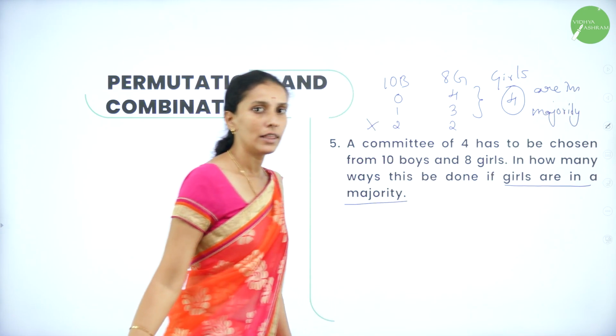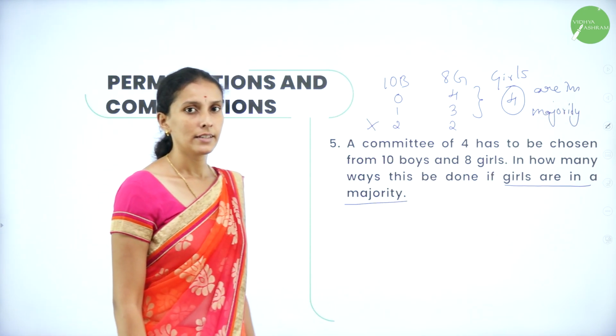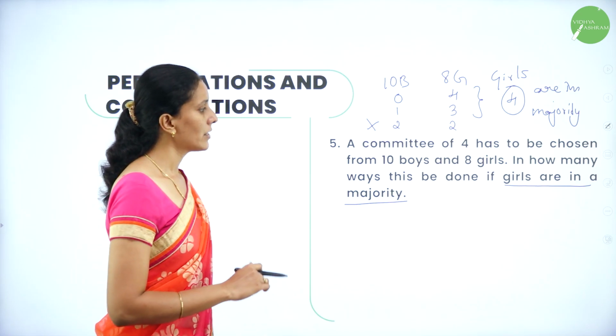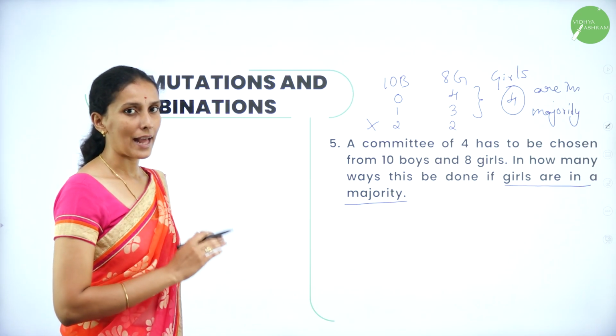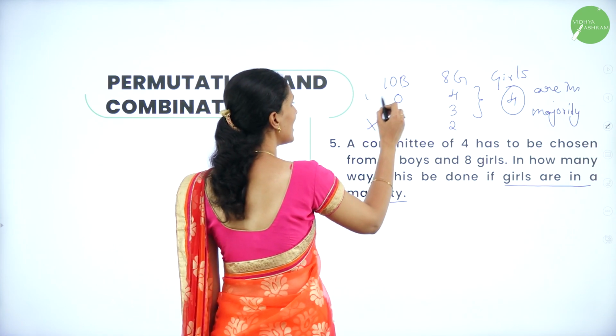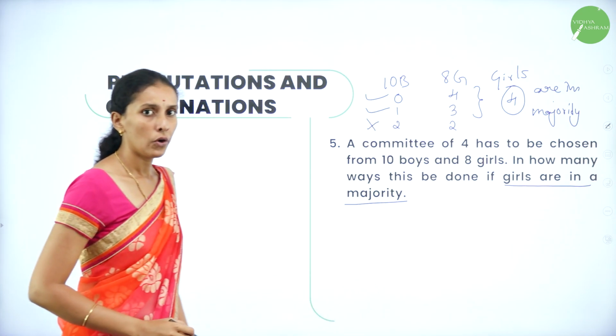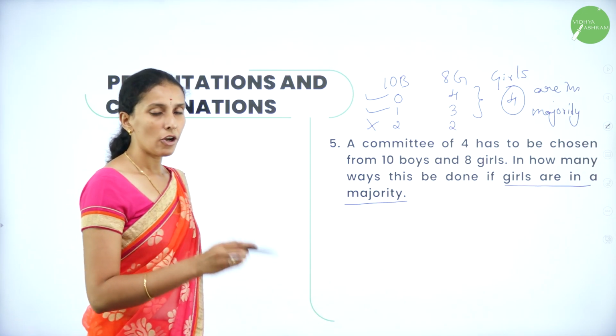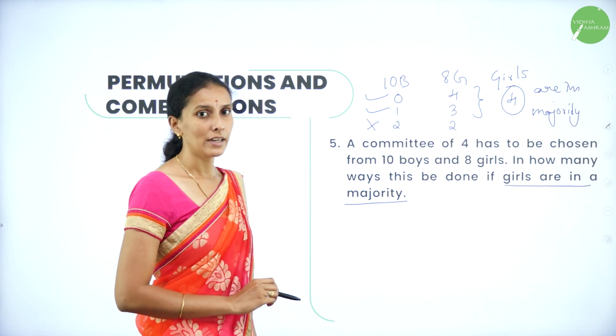That means what? The number of members in the committee must be more for girls. Okay, so there must be more girls than the boys. So I can choose only these options. Either I can choose all the 4 of them are girls, or 3 of them are girls and 1 of them is a boy.